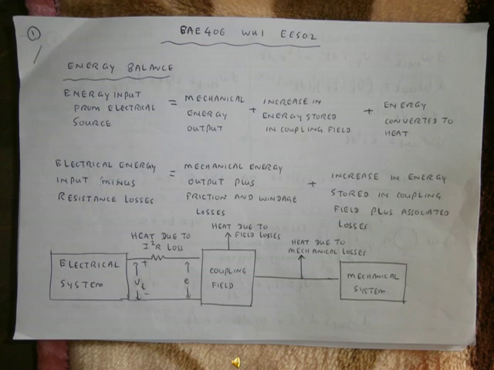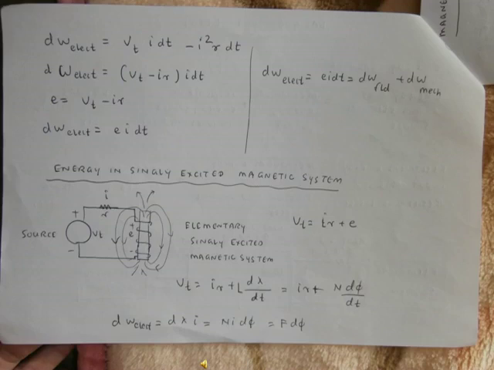Then based on this principle, we can write down the energy balance equation. dW_elect means the input electrical energy, equal to VT I dt minus I squared R dt. This is for the input electrical energy: the converted electrical energy equals the input electrical energy VT I dt minus the electrical energy loss I squared R dt. Similarly, we can write E equals VT minus IR, and multiply with I dt, so dW_elect equals E I dt, equal to dW_field plus dW_mechanical.